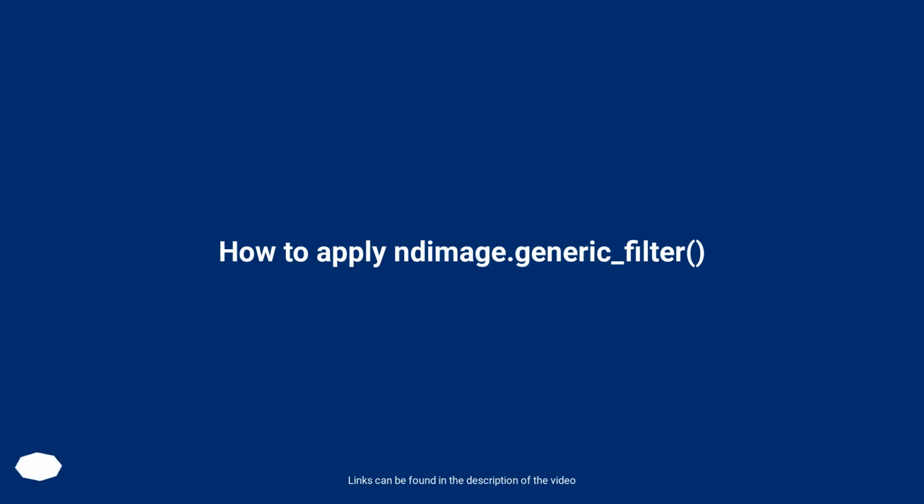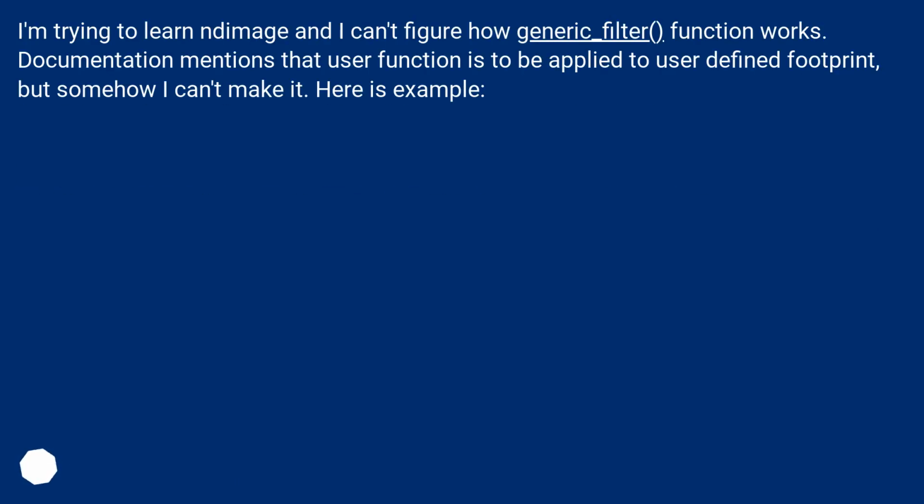How to apply ndimage.generic_filter. I'm trying to learn ndimage and I can't figure out how the generic_filter function works. The documentation mentions that the user function is to be applied to a user-defined footprint, but somehow I can't make it work. Here is an example.